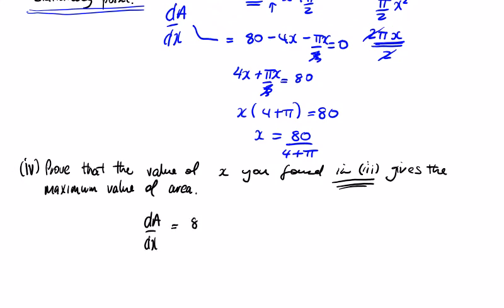dA/dx was 80 minus 4x minus pi x. So we can actually see this is going to be negative straight away. So the second derivative, d2A/dx2, is equal to minus 4 minus pi, which we can see is less than 0. Therefore, max value or max area.